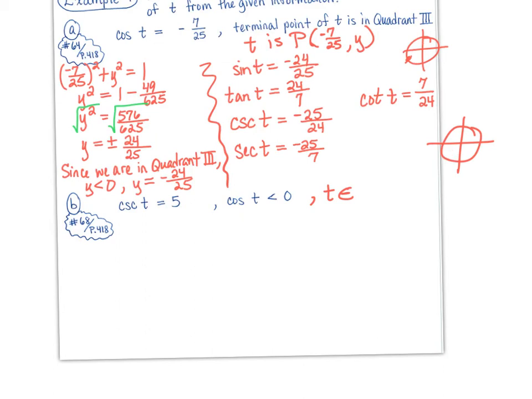Remember, quadrant 3, you have negative, negative. So because you have negative, negative here, it cannot be quadrant 3. But since cosine of t is less than 0, it cannot be quadrant 1 or quadrant 4. It has to be quadrant 2 here. Because cosecant of t is positive, which means your sine value has to be positive, whatever t is. Okay? So, t belongs to quadrant 2.